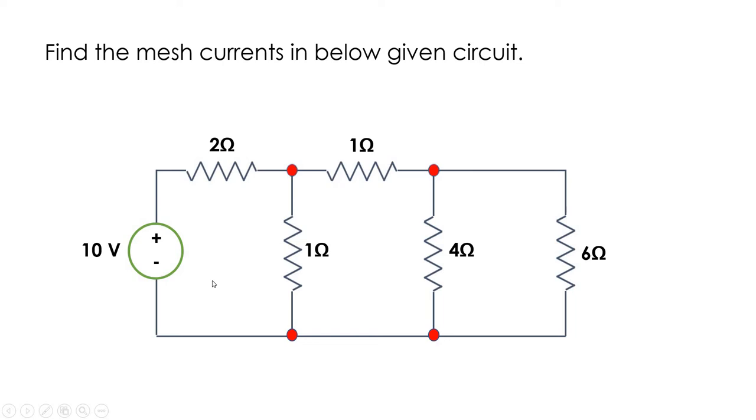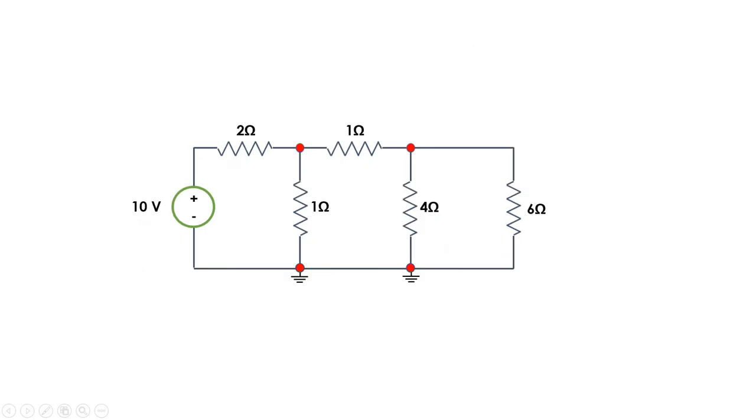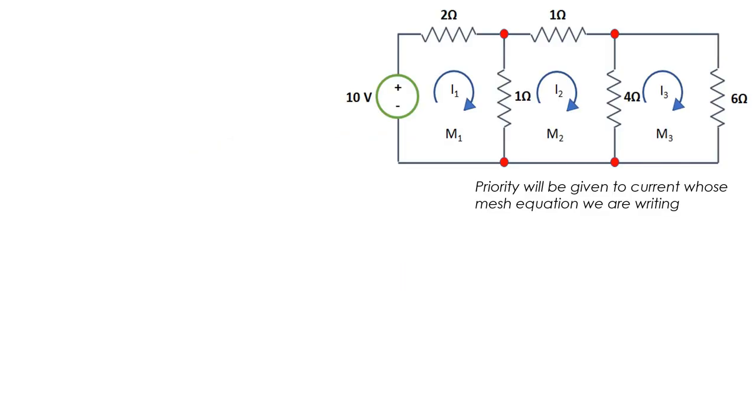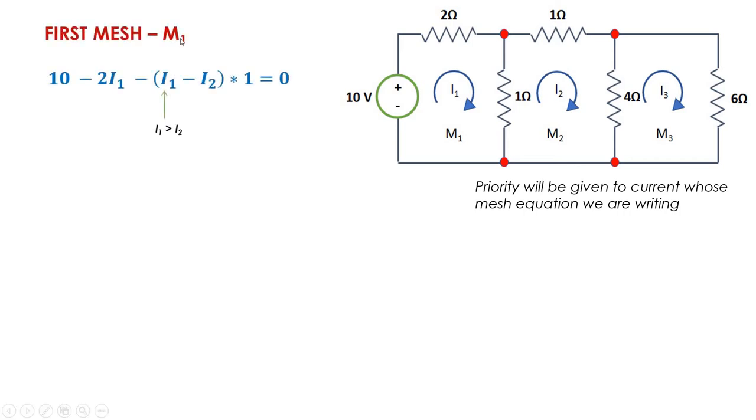So we'll be trying to calculate each mesh current in this below given circuit. Okay. So in the first step, we will first try to find out how many meshes are there. So we can clearly see that there are three meshes here, M1, M2, and M3. So I have labeled three currents, I1, I2, and I3 here in the clockwise direction, same direction. Okay. Now, as I have told you that priority will be given to the current whose mesh equation we are writing, this will be clear to you now. I'm writing the mesh equation or the KVL equation for the first mesh, M1. So I will start from this reference point.